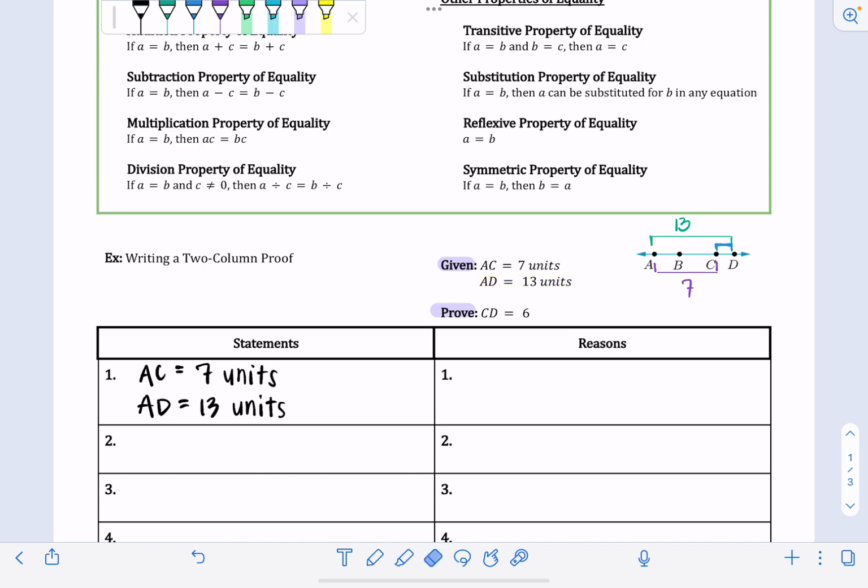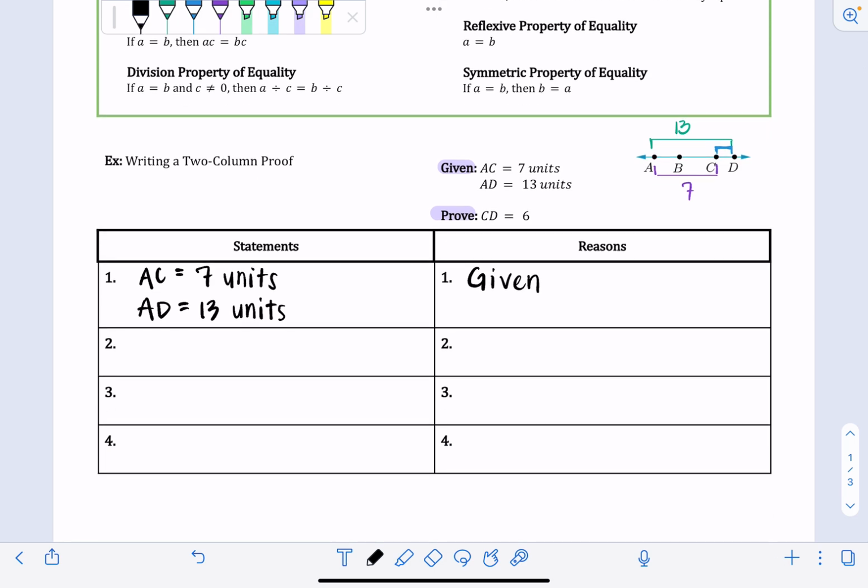And then it was given to us, so for the reason we would just put given. And when you're writing these, you should create a table like this as well, so you can fill it in and keep it organized. And you always want to number the statement number with the reason number to make sure that they go together. So even if you were writing on line paper and it was all on the same line, you would want to number it just to make sure.